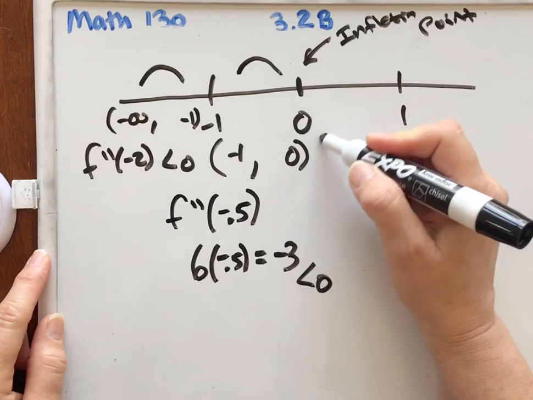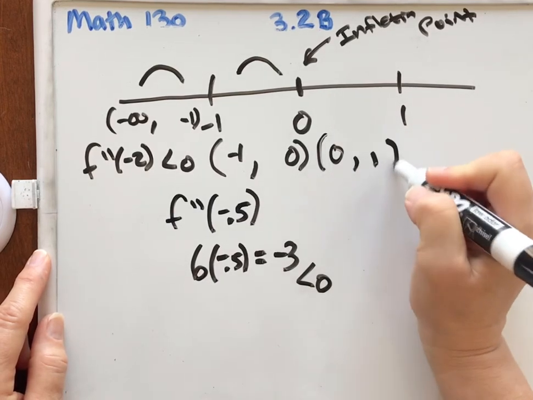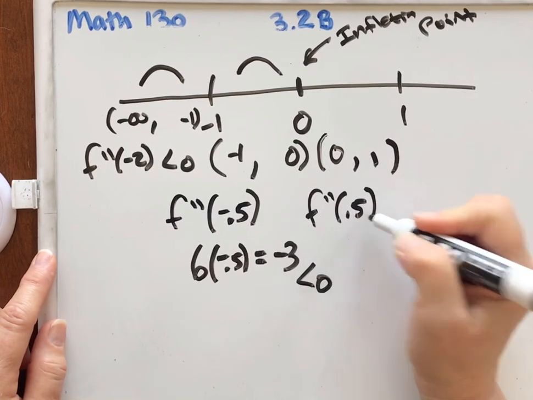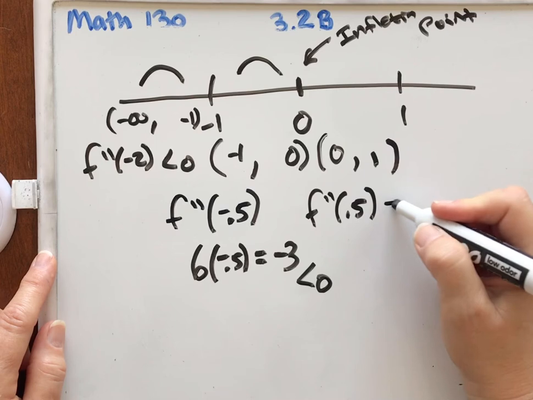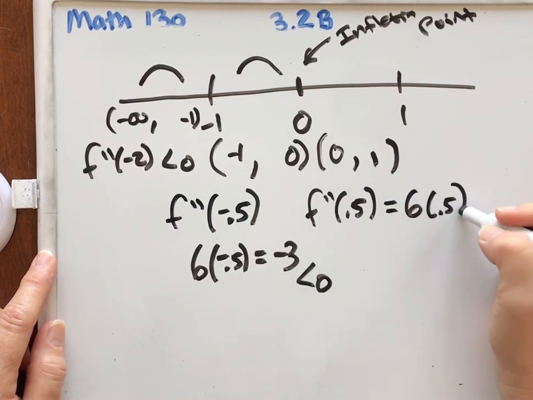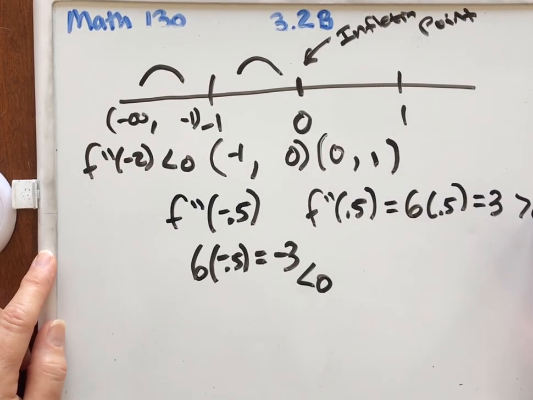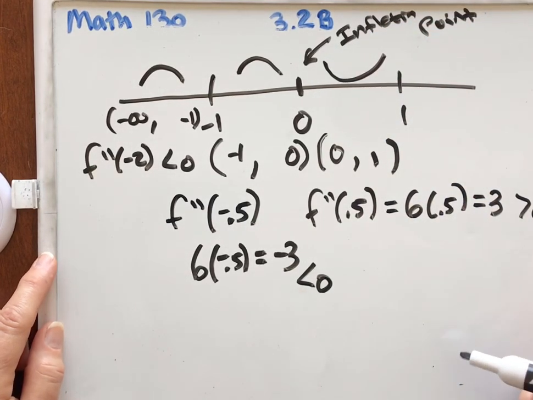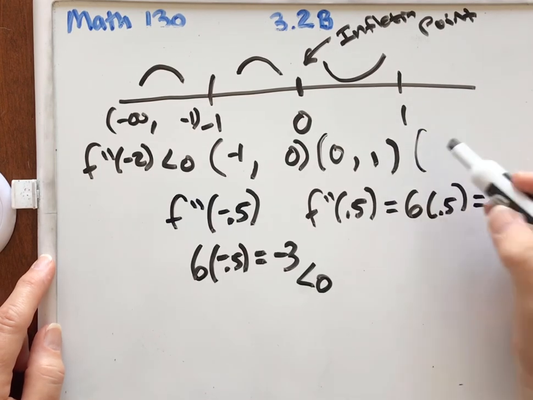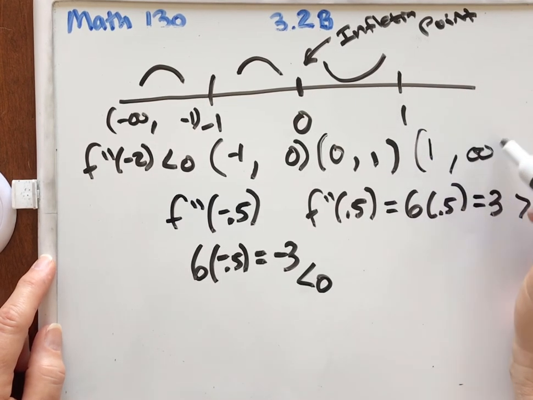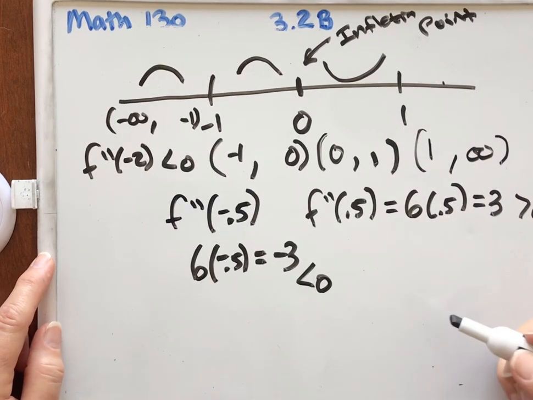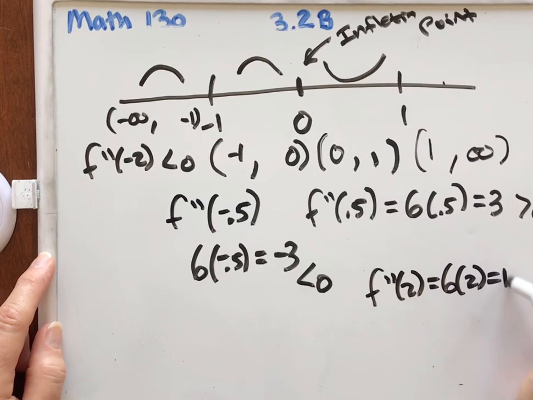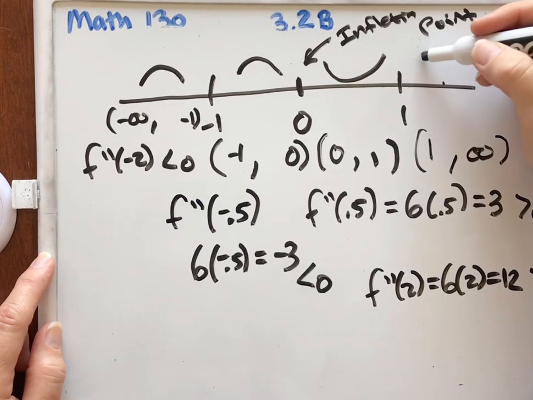Okay, let's try the other way now, from 0 to 1. We can test f double prime of 0.5. f double prime of 0.5 is 6 times 0.5, which is 3, which is greater than 0, and so therefore it's going to concave up. All right, our last interval is from 1 to infinity. Let's pick 2 because 2 fits in there. f double prime of 2 is 6 times 2, which equals 12, which is greater than 0, so we have concave up.